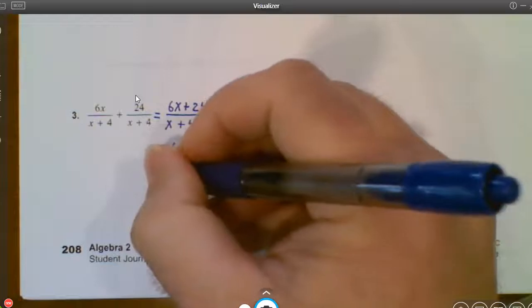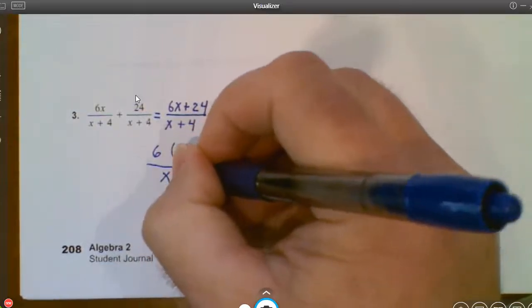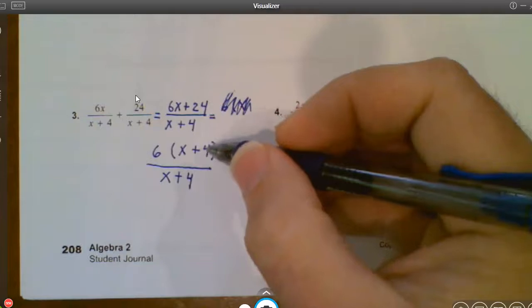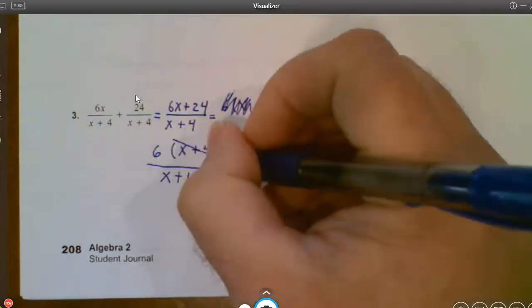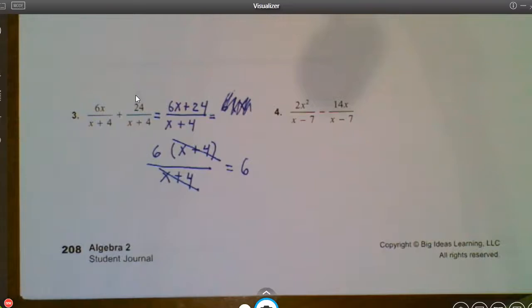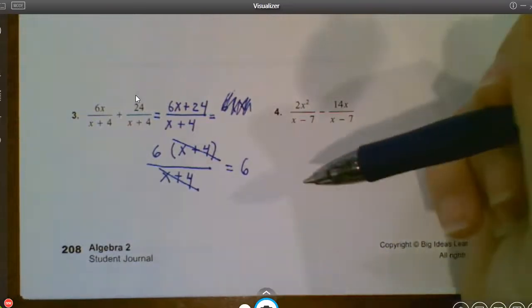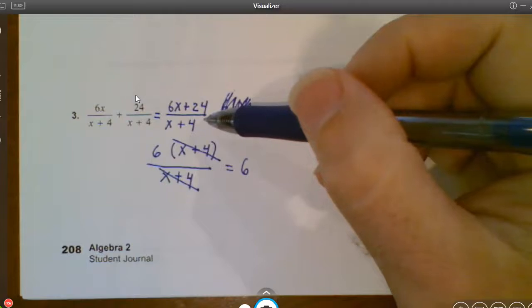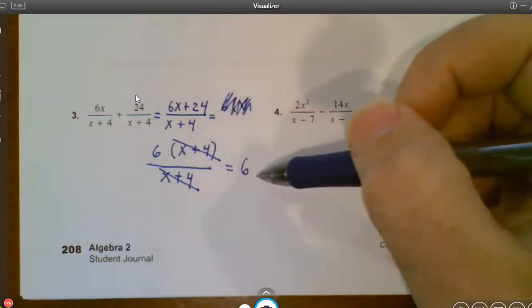On bottom, I still have x plus 4. So now take a look and see what we can do to simplify this. Since I have a common factor, these guys can go, and my answer would just be 6. So that is something you have to look for. If you can simplify it, you need to do that. If you leave your answer like this, it's incomplete. So you got to be able to simplify it all the way through as far as it can go.